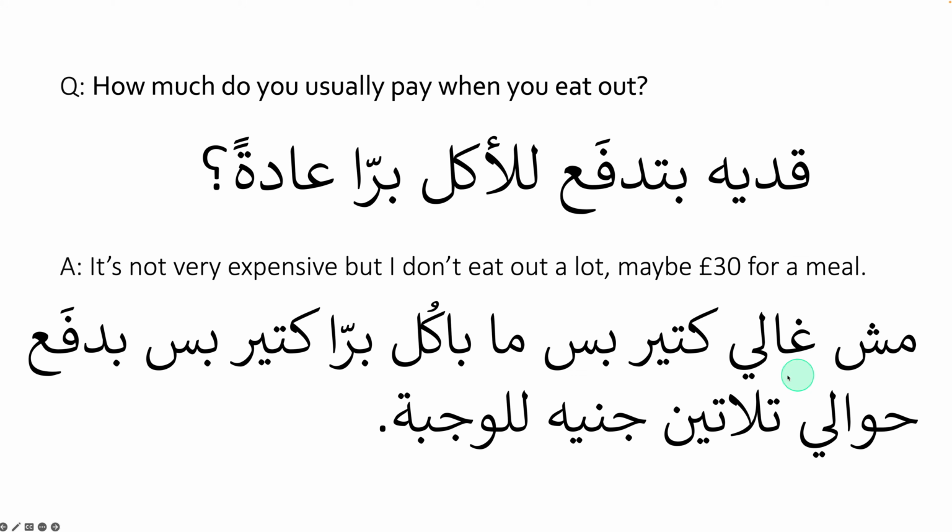So yeah, مش غالي كتير, it's not very expensive. بس ما باكل, but I do not eat. برا, outside, كتير, very often, a lot. بس بدفع, but I pay. حوالي, approximately, around 30 جنيه, 30 pounds. ل, for, الوجبة, the meal. للوجبة, for the meal. So وجبة is a meal.